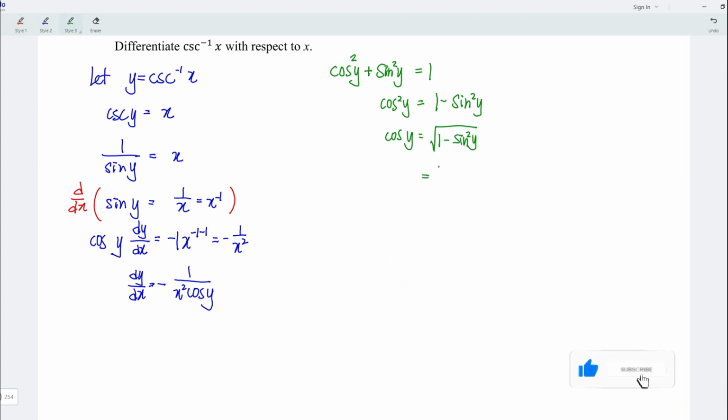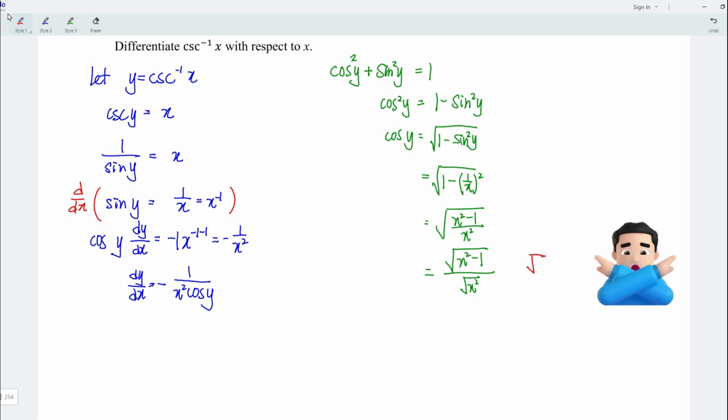And this is equal to square root of 1 minus sine squared y, where sine y is equal to 1 over x, which means that we have square root of 1 minus 1 over x squared, and this is equal to square root of x squared minus 1 divided by x squared, and this is equal to square root of x squared minus 1 divided by square root of x squared. Note that we cannot write square root of x squared is equal to x, since the left hand side is always positive, but the right hand side can be either positive or negative.